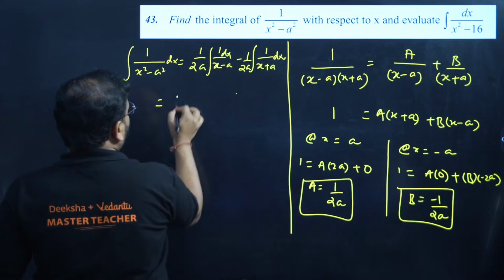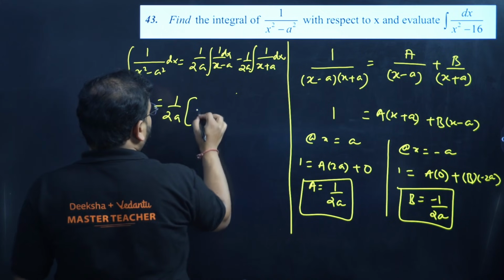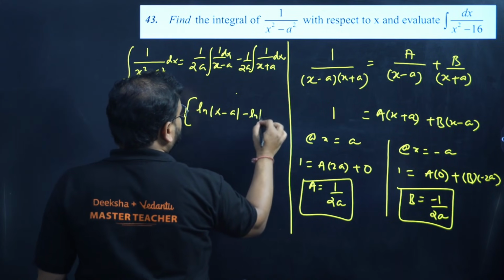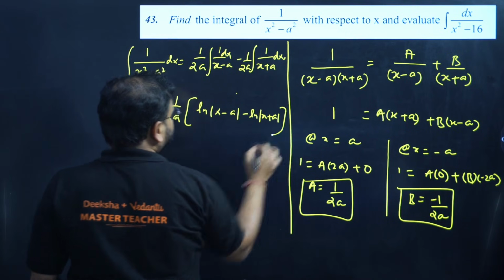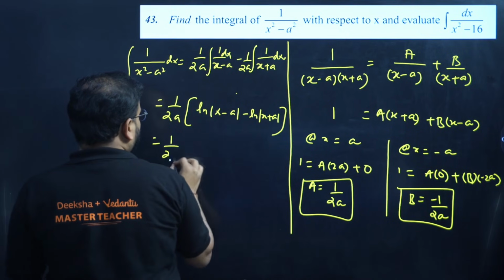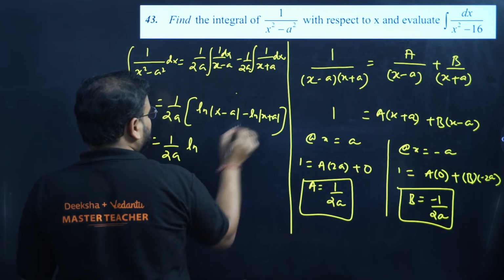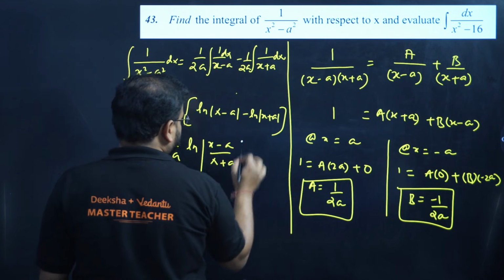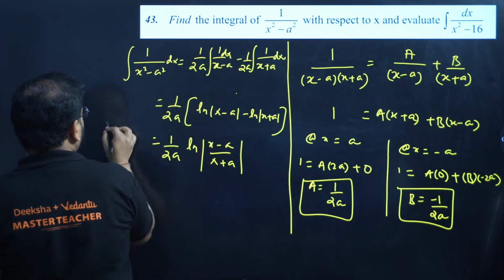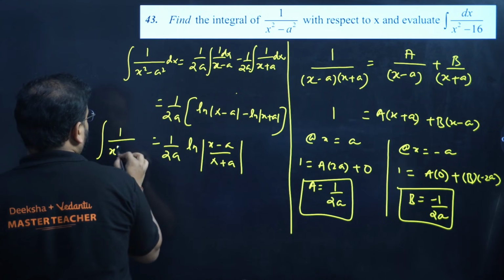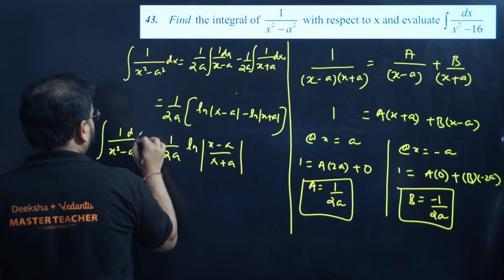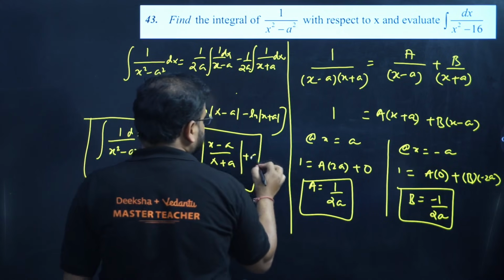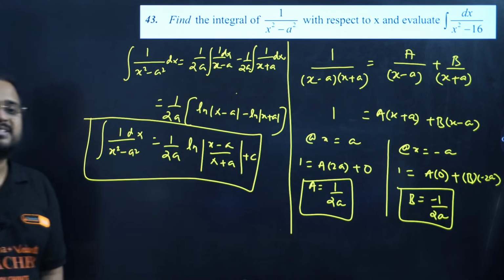Now take 1 upon 2a common, you'll have ln of x minus a minus ln of x plus a. So 1 upon 2a is common outside, and you have ln of x minus a upon x plus a. This is your answer for the integration of what they gave you. Of course, we have a constant plus c: 1 by 2a ln of x minus a upon x plus a.